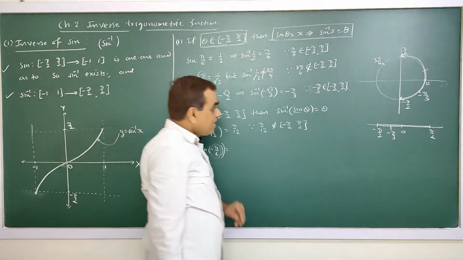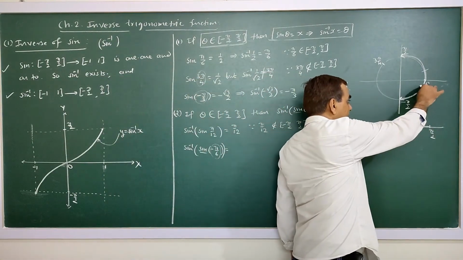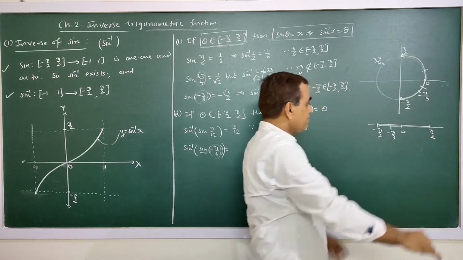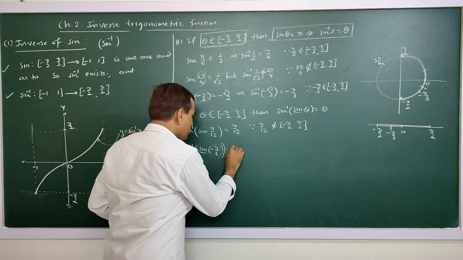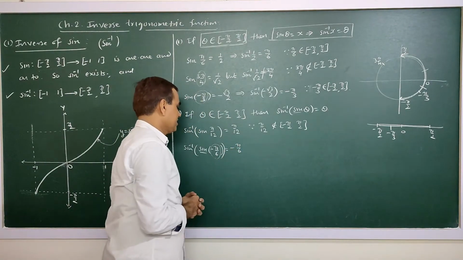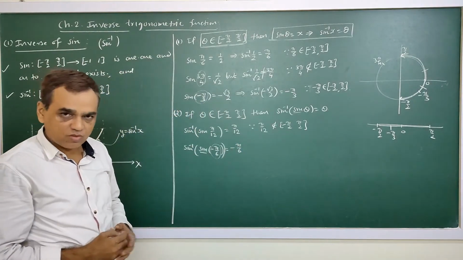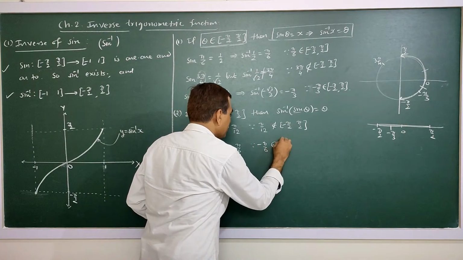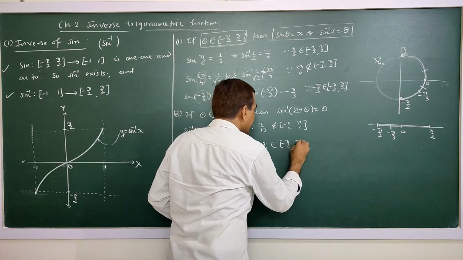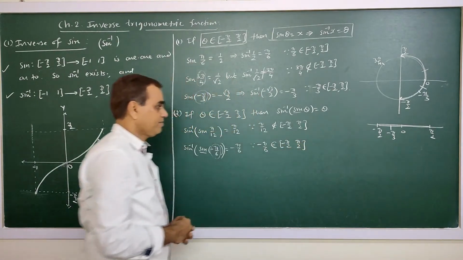So minus pi by 6 is somewhere here. It belongs to this interval. So this is equal to minus pi by 6. It is true because minus pi by 6 belongs to the closed interval minus pi by 2 to pi by 2.